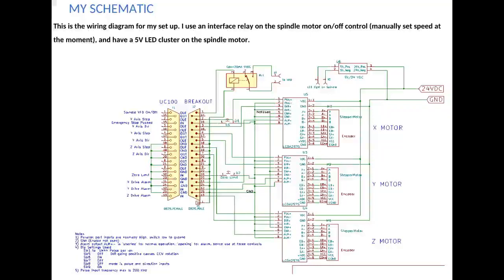This is a wiring diagram for my setup. I use an interface relay for the spindle motor on-off control and manually set the speed at the moment. I have a 5V LED cluster on the spindle motor to illuminate the work. I stripped the original control box and added the new controllers, salvaging the case, power supply and buttons, etc.